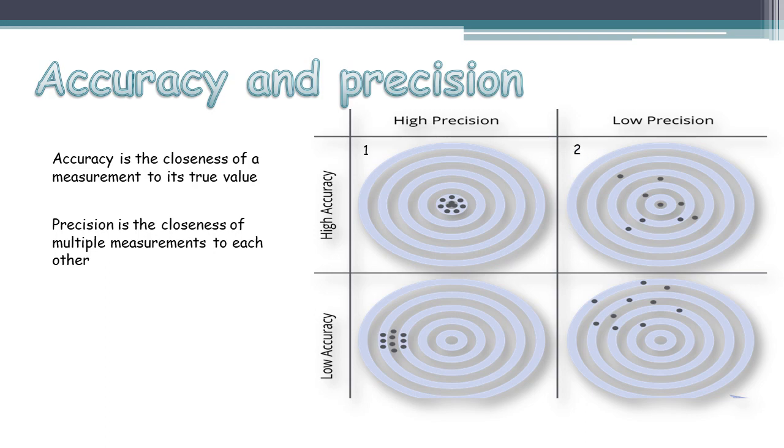The second circle shows all measurements are almost close to the true value but not close to each other. So it is accurate but not precise. The third circle shows no measurements are close to the true value but all are close to each other. So it is not accurate but precise. The fourth circle shows no measurements are close to the true value, also not close to each other. So it is not accurate and not precise.